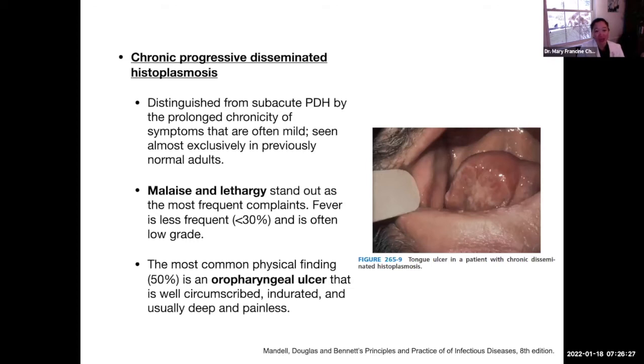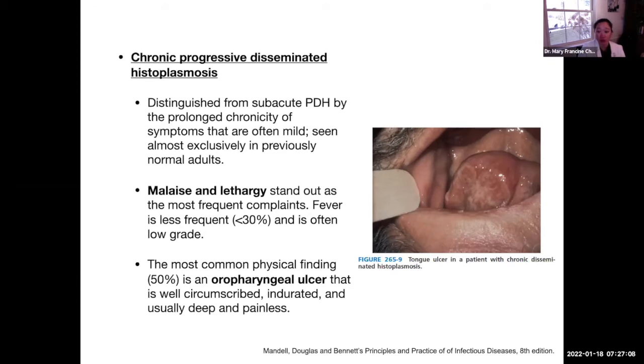So you distinguish that from subacute PDH by the prolonged chronicity of symptoms that are often mild. So it's seen almost exclusively in previously normal adults. And these patients, compared to your acute and subacute PDH, won't present with low-grade fevers or chills or respiratory symptoms or weight loss. What they will present with is malaise and lethargy. Those are their most frequent complaints. Again, fever is less frequent, and even if it does occur, it's usually low grade.